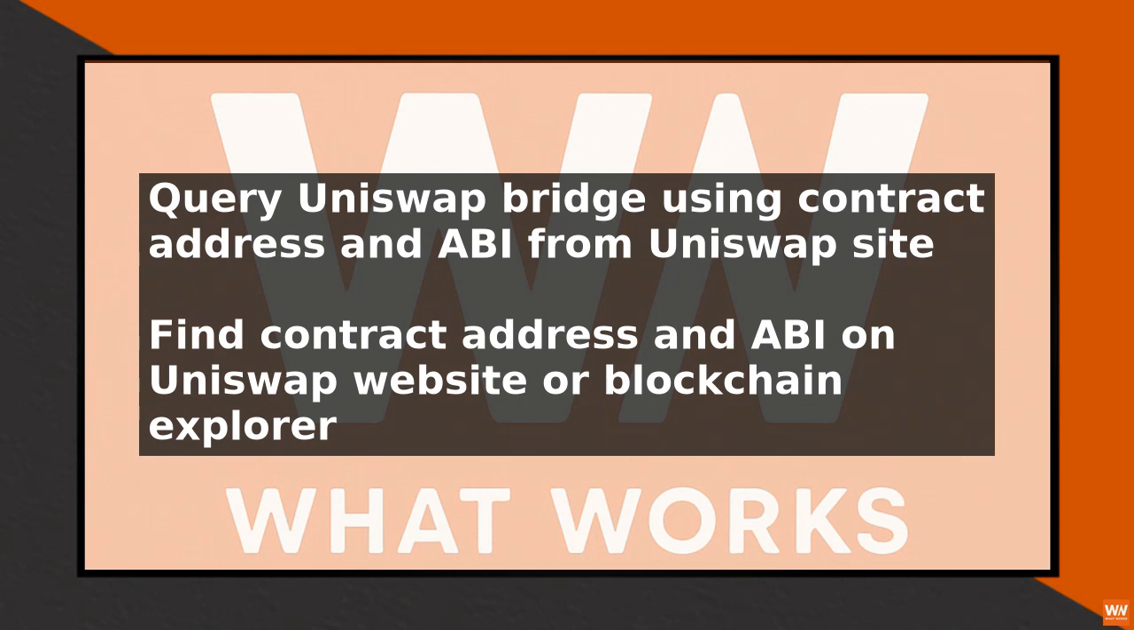When querying the Uniswap bridge, you should be aware of the gas prices and the network congestion. High gas prices and network congestion can slow down your queries and increase the cost. To avoid this, you can use a provider that offers a high throughput and low latency API.